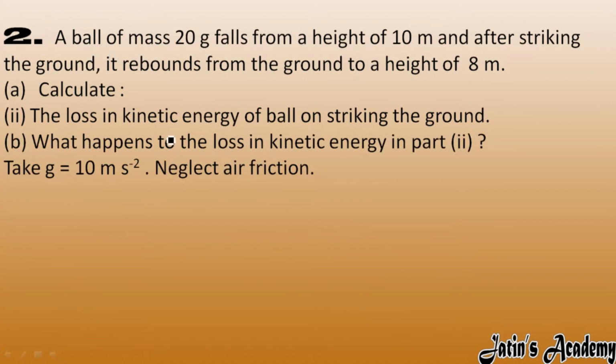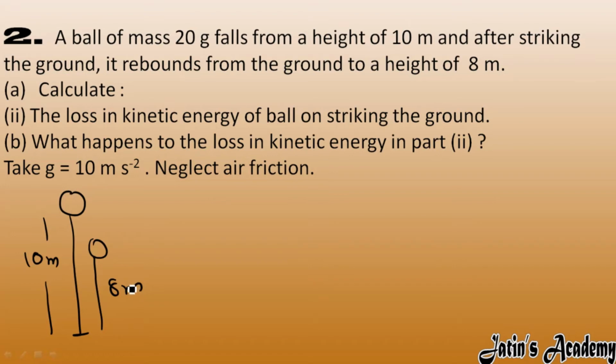Now we have to see the ball again. Now carefully see. Now we have to find the loss in the kinetic energy of ball on striking the ground. So the ball which is at a height of 10 meter, after rebounding goes to a height of 8 meter. Now we have to calculate loss in kinetic energy. Means we have final kinetic energy minus initial kinetic energy. Okay, so if I'm talking about loss, there is some loss in energy, so we will always subtract higher value minus lower value.